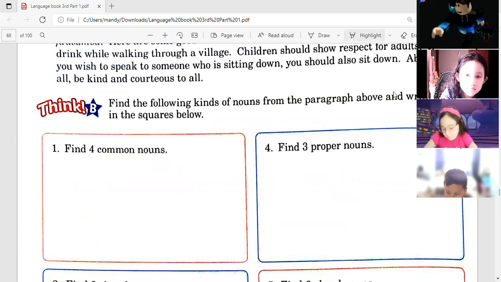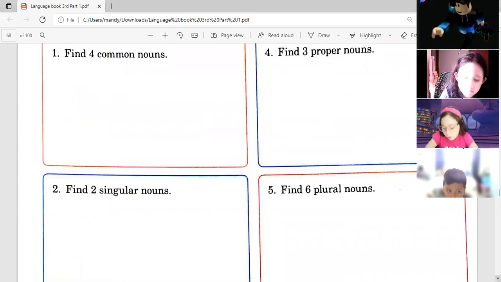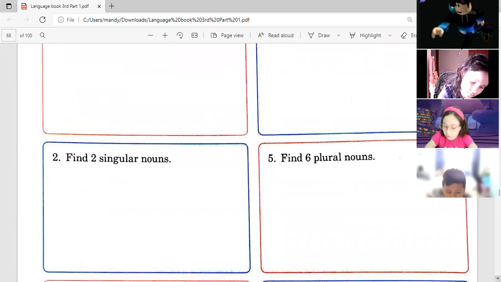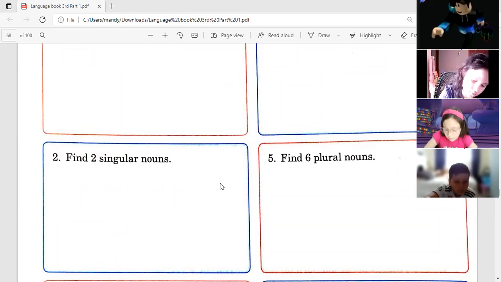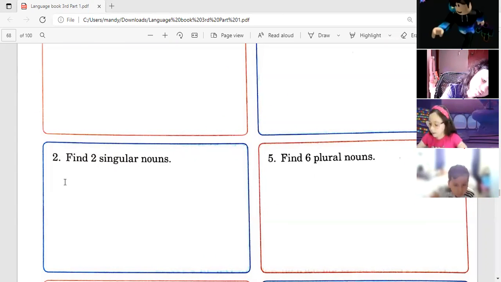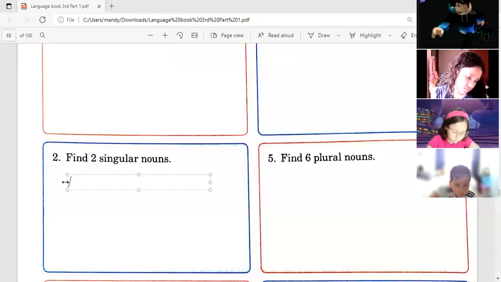Okay, let me clear this part. Next one, number two. Voy a copiar la última palabra. Okay, wait, ya se lo voy a decir, ¿de acuerdo? Pacific Ocean, okay. Find two singular nouns. Dos nombres singulares. That means you talk about only one thing. Write in the chat. Okay. Territory. Yeah, this is one. You talk about only one. And also.